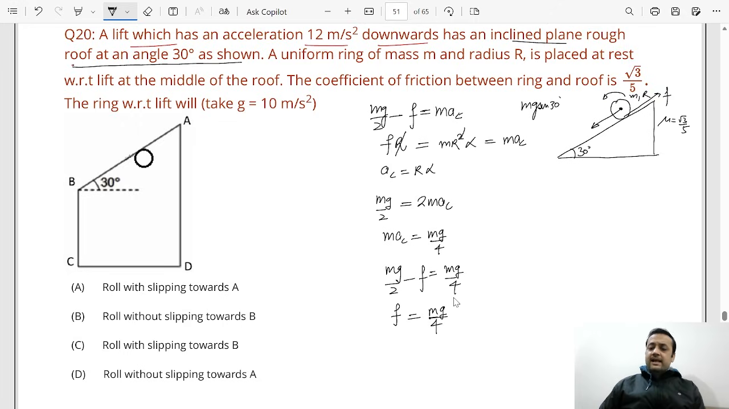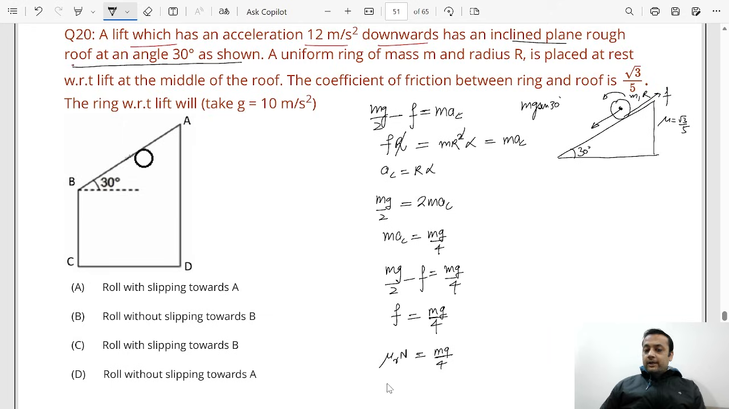Do you know what this means? This means that if the ring has to perform pure rolling, since we have used the condition of pure rolling, that means we are assuming that pure rolling is happening. So in this case, friction required is mg by 4. All right, and so how much is the mu required? Basically, if you want this much friction to be available, then this friction should be at least equal to mu required into normal reaction, which should be equal to at least mg by 4.